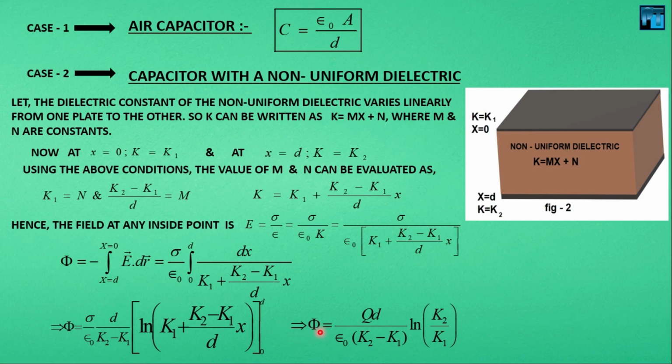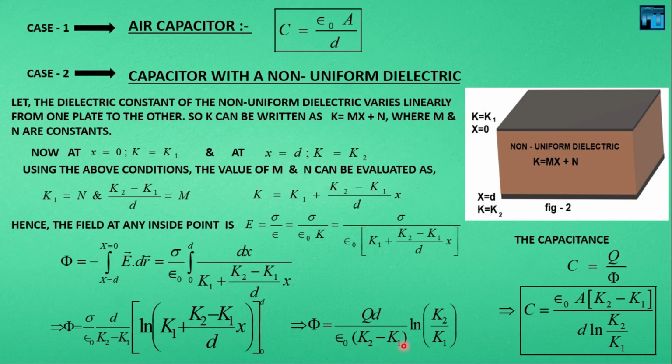So we can find that phi equals QD by epsilon. We already have our phi, so C equals Q by phi. So Q by phi equals epsilon naught (K2 minus K1) into A by D ln(K2 by K1). So this is the form of a non-uniform dielectric capacitor. It is more or less the same: epsilon naught A by D, but with some K terms due to this non-uniformity.